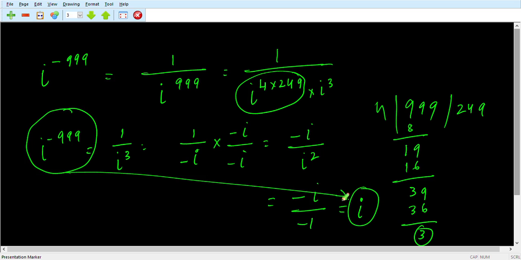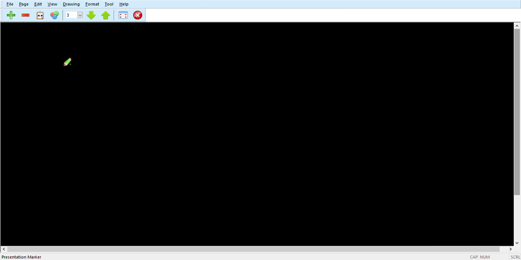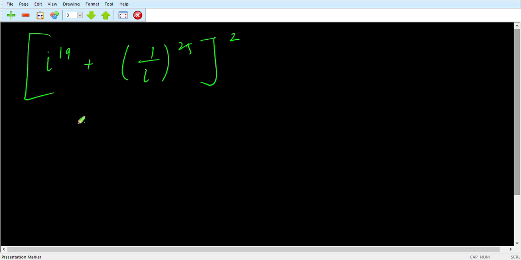So this is a very simple concept you can understand. If you have any doubt, you can go back and see this video once again. It will be easy for you to understand. You can solve this kind of complex problem also. If someone asks you to find the value of iota to the power 19 plus 1 upon iota to the power 25, the whole to the power 2, it's very easy. You should go step by step.